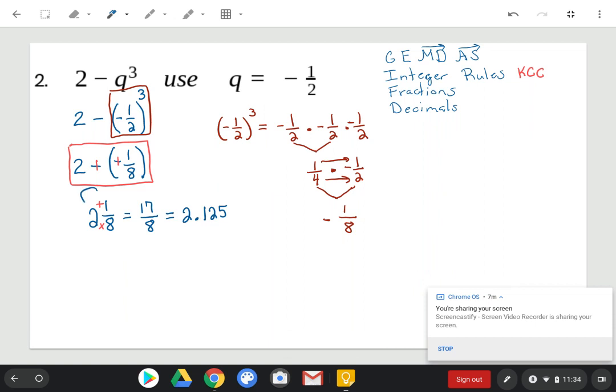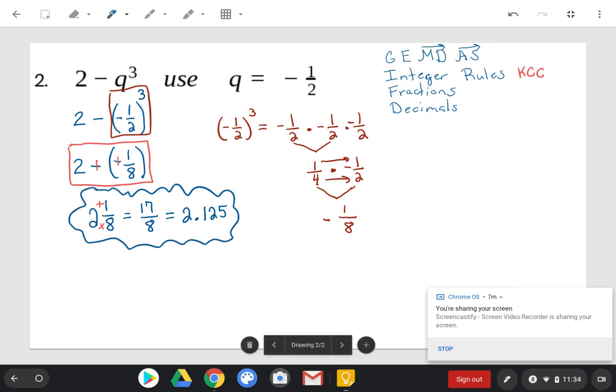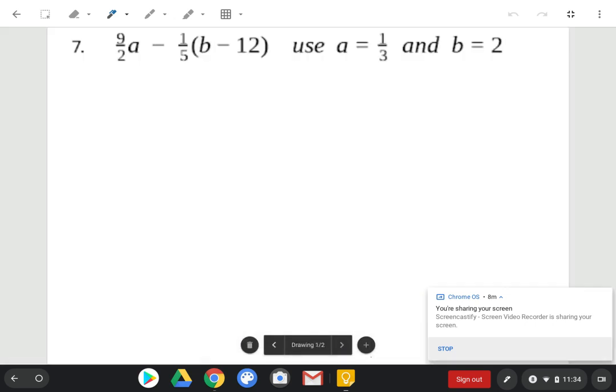Any of these answers are acceptable for me, Miss Brown. If you are on the end of grade test or even the check-ins, I don't believe that they will take the mixed number 2 and an eighth. Generally, you have to express your number as an improper fraction or as a decimal. So on the check-in or EOG, you would probably need to use 17/8 or 2.125. Okay, moving on to our next problem.